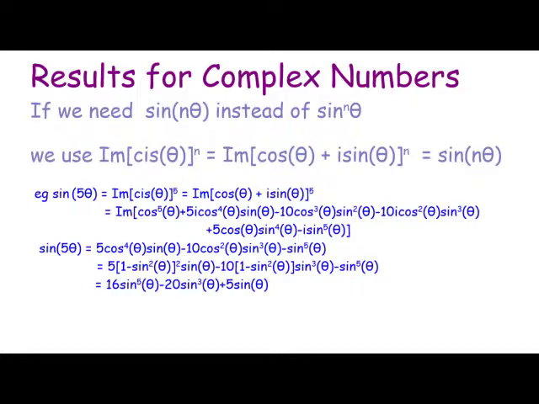And usually, if you want to express it just in terms of sines, or sines to different powers, we need to replace all the cosine squareds by 1 minus sine squareds and expand out. Eventually we'll get that sine 5 theta is 16 sine to the power 5 theta minus 20 sine cubed theta plus 5 sine theta.